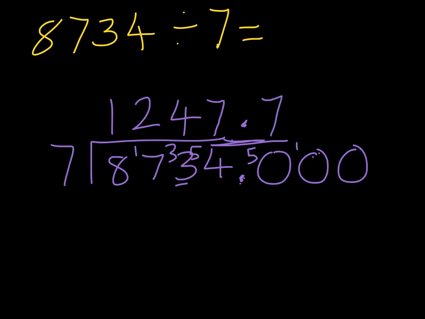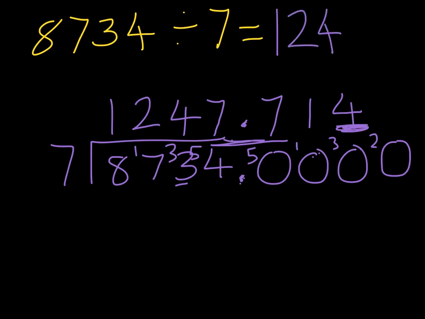10 divided by 7 is 1, remainder 3. 30 divided by 7, 4 7s are 28, and I could just keep going and going, but if you remember at the start I only wanted 2 decimal places, so I look at my third decimal place, and actually I don't need to change my decimal. My answer is 1247.71.